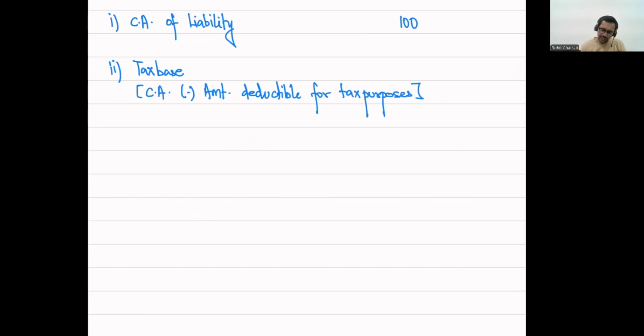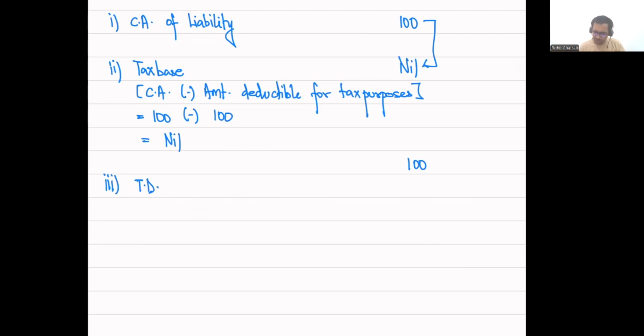Now, if you think of it, carrying amount was equal to 100. Amount that is going to be deductible in future for tax purposes is also going to be 100. Why is it going to be 100? Because this expense is going to be allowed as a deduction on cash basis. Therefore, in future, I will be allowed a deduction of 100. Therefore, my tax base is going to be equal to 0. Now, if I calculate the temporary difference, I'm going to have 100 minus 0, which is equal to 100 itself.